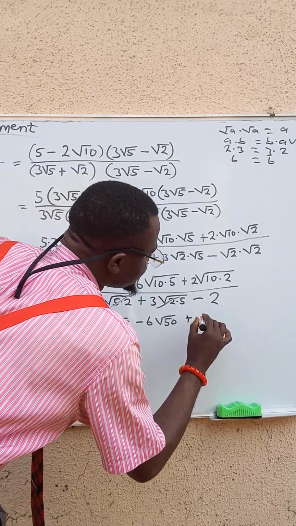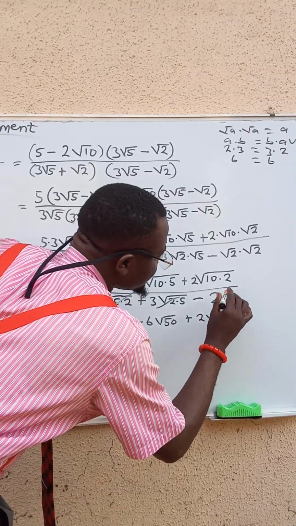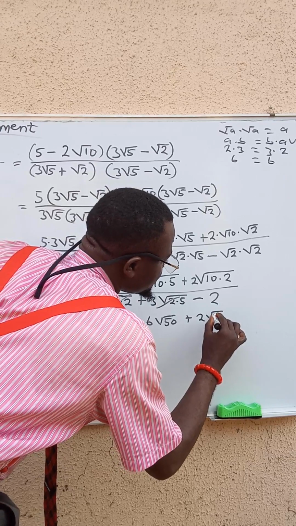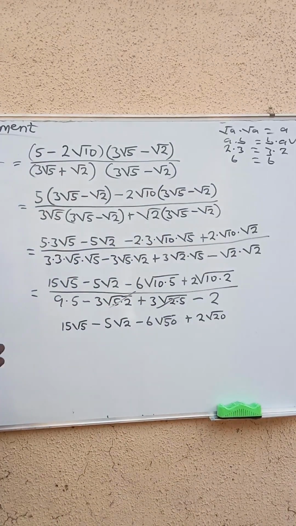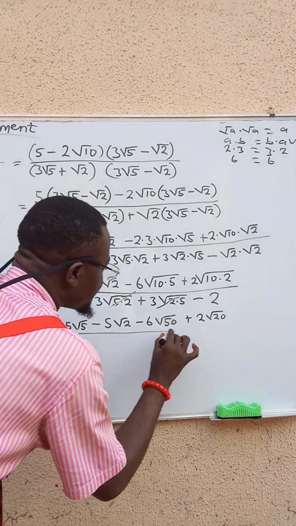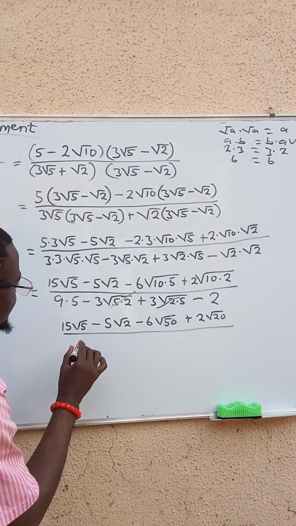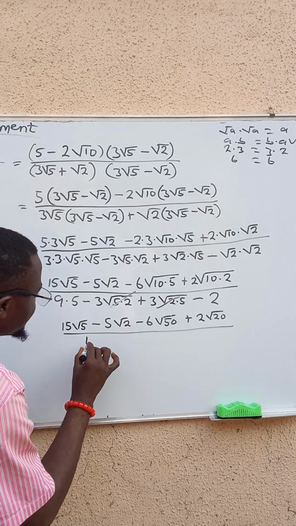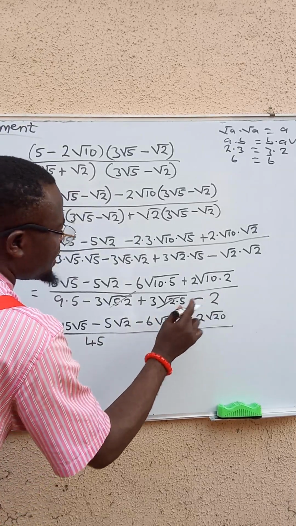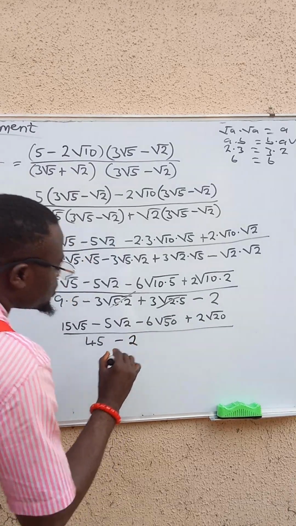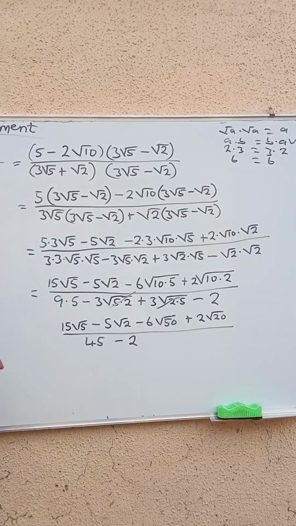plus 2 root 10 times 2 is 20, right? Over 9 times 5 is 45 minus 2. There's no longer root at the denominator.